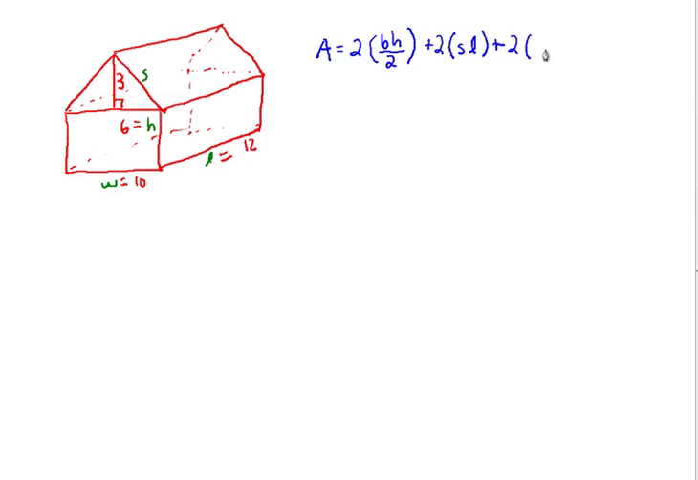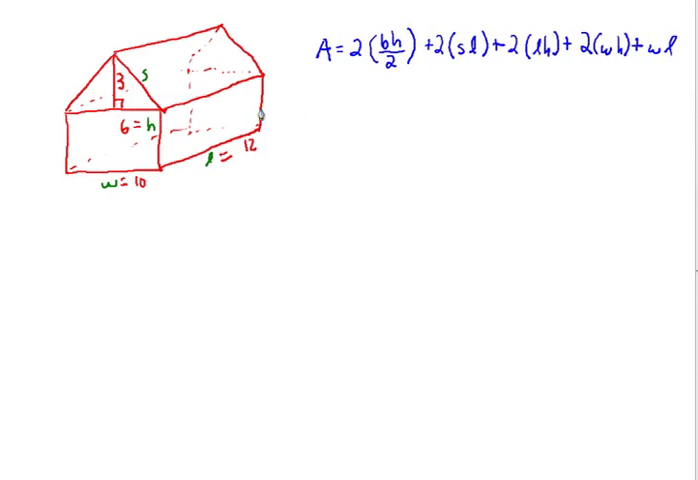So 2 times length times the height, plus 2 times the width times the height, and there's both front and back, which is width times the height, plus the surface area of the base, which is width times length.